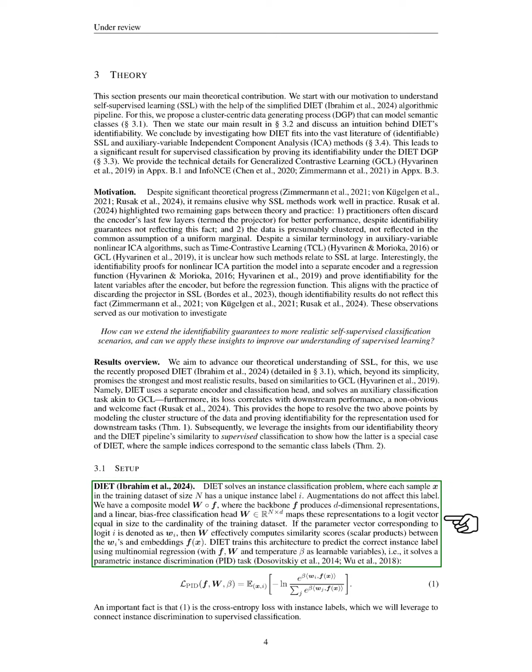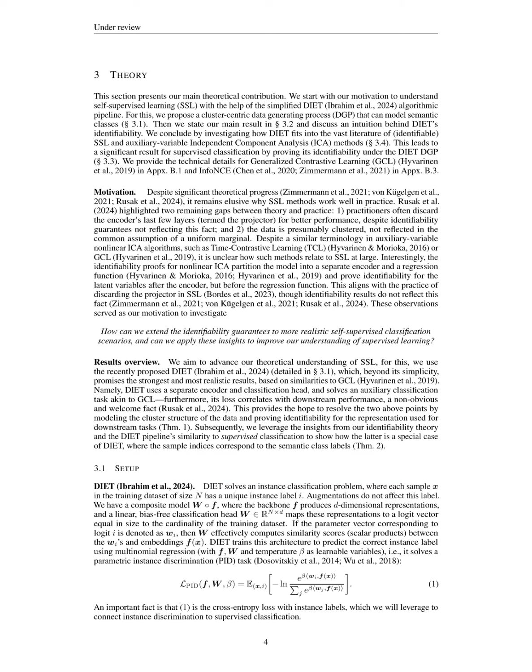In our setup, DIET addresses an instance classification problem where each sample in the training dataset has a unique label. Augmentations do not change this label. We utilize a composite model where the backbone generates representations, and a linear classification head maps these to a logit vector matching the dataset size. The logit corresponding to a specific label computes similarity scores with the embeddings. DIET trains this model to predict the correct instance label using multinomial regression, leveraging cross-entropy loss with instance labels to connect instance discrimination to supervised classification.